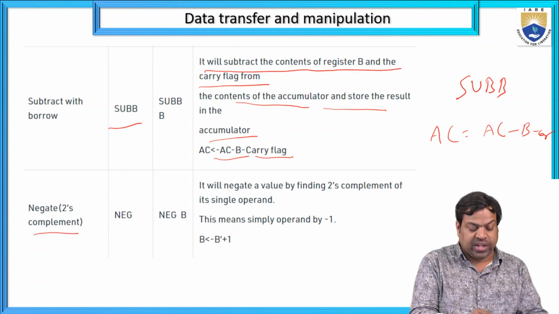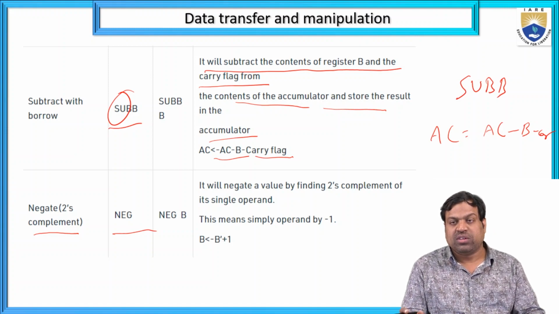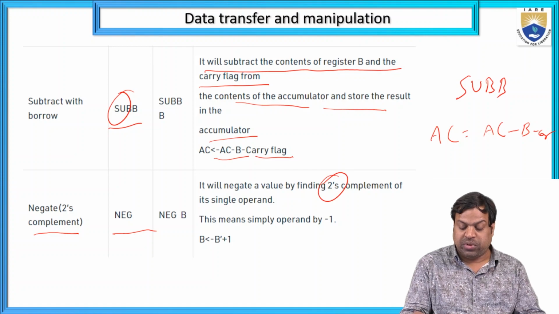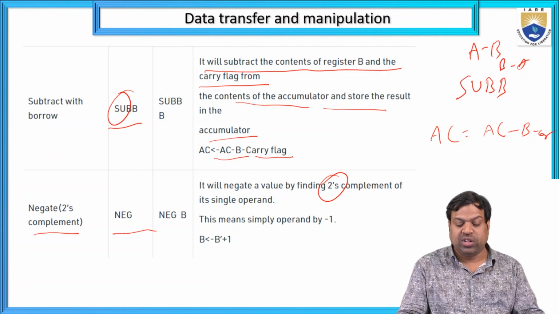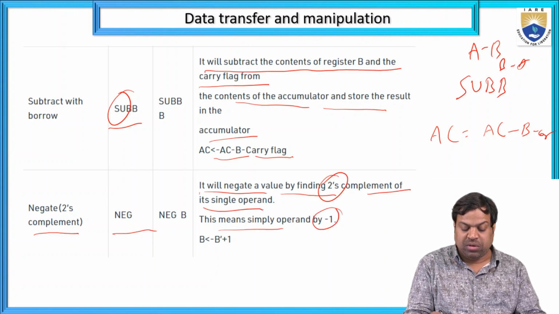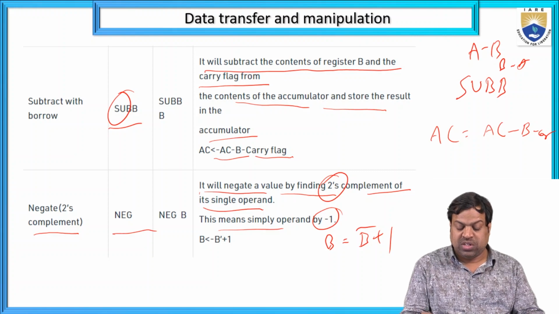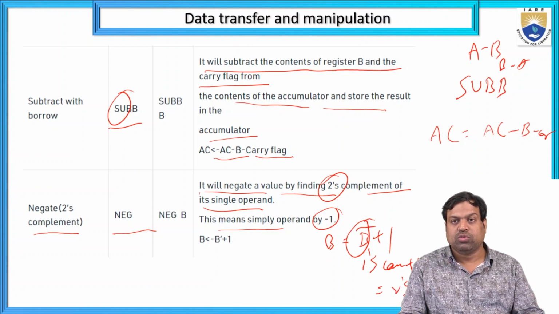And negate, 2's complement. When we go for subtraction, then only I need 2's complement: A minus B, B minus A, like this. It negates a value by finding the 2's complement of its single operand. This means simply operand by minus 1. B equals B bar plus 1. So B bar equals 1's complement, plus 1. That is called 2's complement. 1's complement plus 1 equals 2's complement.